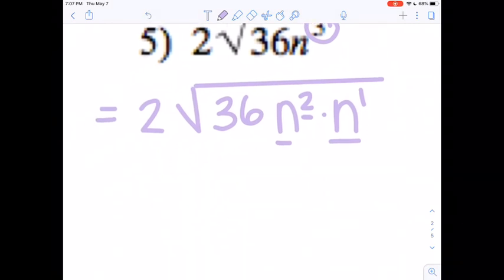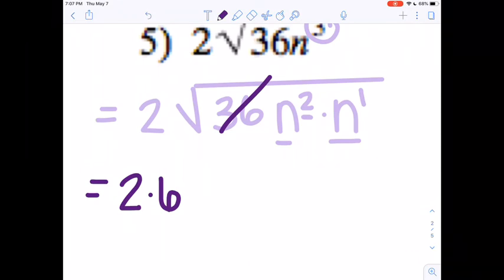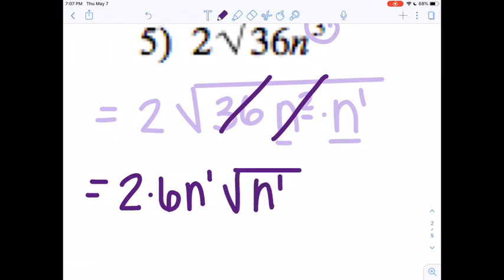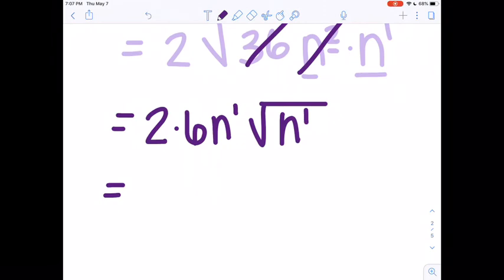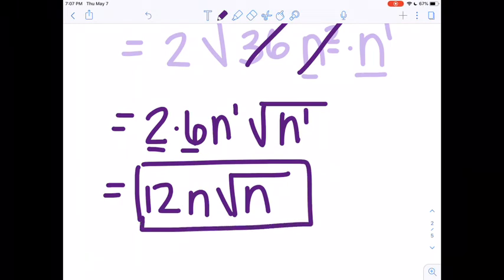Okay, so I'm going to take the square root of every perfect square inside of that square root. So the square root of 36 is 6. So that's coming out and has to multiply by that 2 that's already out there. Now I have an n squared. Since that's even, divide the 2 by 2. So it's going to be n to the first. And the only thing that's left is the square root of n to the first, or we could just say it's the square root of n. Multiply your big numbers on the outside, so I get 12n to the first, or just n, and then the square root of n. And here is our final answer.